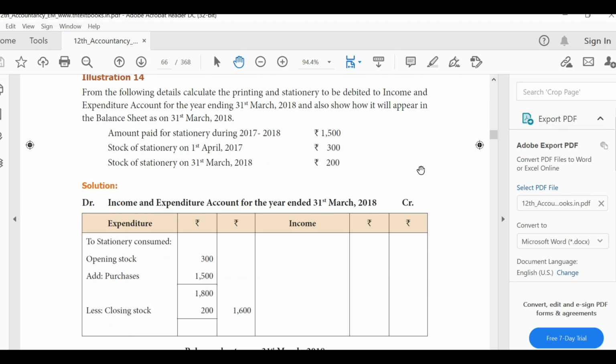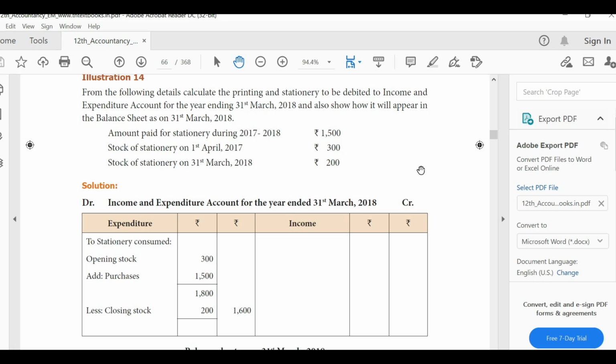Coming to the next problem. From the following, you are required to calculate the printing and stationery that is to be debited to the income and expenditure account and show how it will appear on the balance sheet. The amount paid for stationery is how much? 1500. Stock of stationery, the opening stock, is 300.